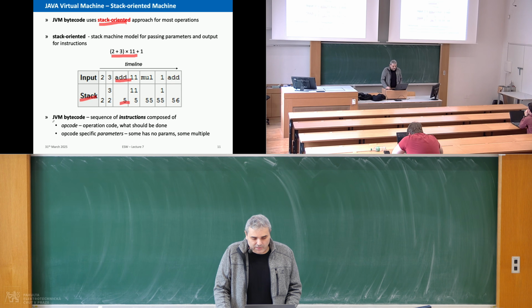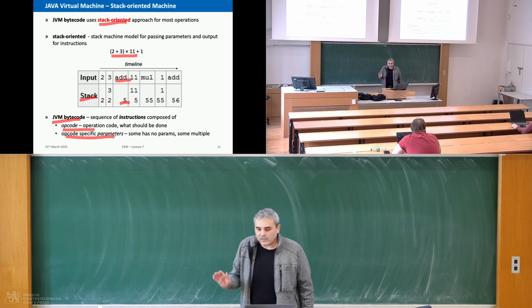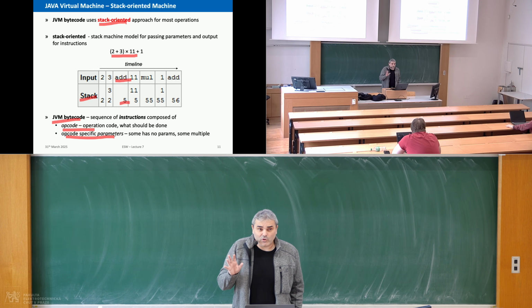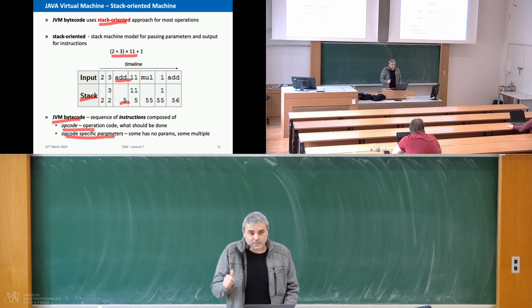Now there are some Java virtual machine bytecode instructions. In the virtual machine for .NET, it's very similar. It's a sequence of instructions composed of an opcode, operation code, and some opcode-specific parameters. The opcode itself is in almost all cases just a single byte only. That's the reason why it's so efficient to use this generic representation.